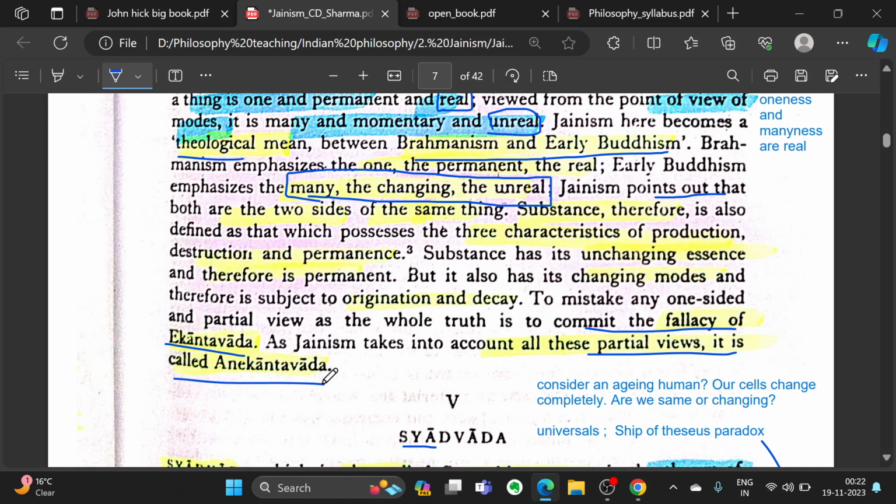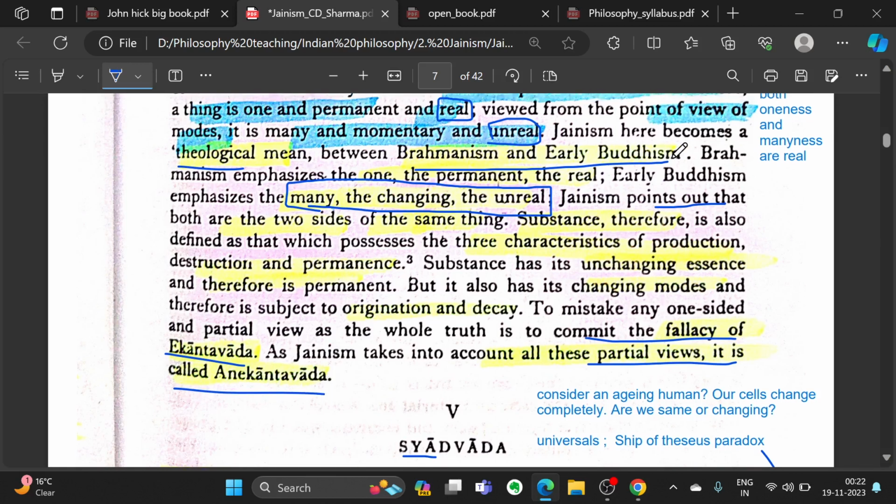So they will say that both Brahmanism and early Buddhism, because they have only one viewpoint about the substance, are looking at it from only one side, and hence commit a fallacy, which they name the fallacy of Ekantvad. You can understand the etymology of this name, Ekantvad, which means that they are being very one-sided. Whereas because Jainism takes into account all the partial views, it is called Anekantvad, or many-sided.